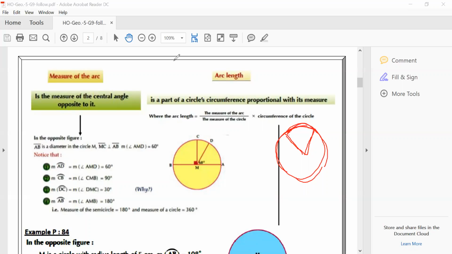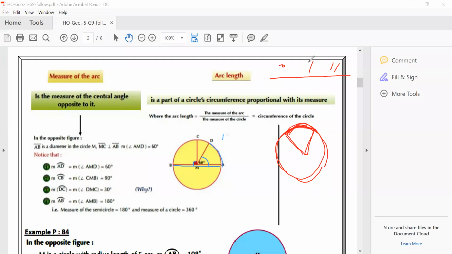If I want to get the measure of the arc, when I say the measure, I am talking about the degree unit. The arc will be measured by degree, minute, or second, the normal units of angles. Here I have AB is a diameter. Measure of angle AMD is 60 degrees. Measure of angle CMB is 90.